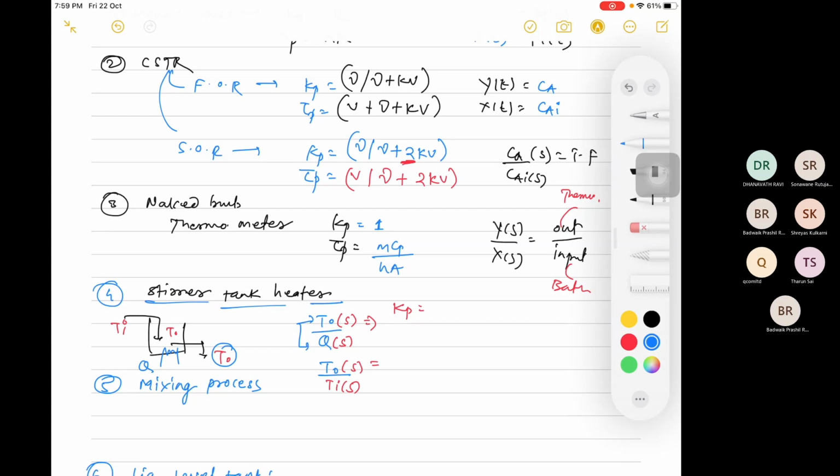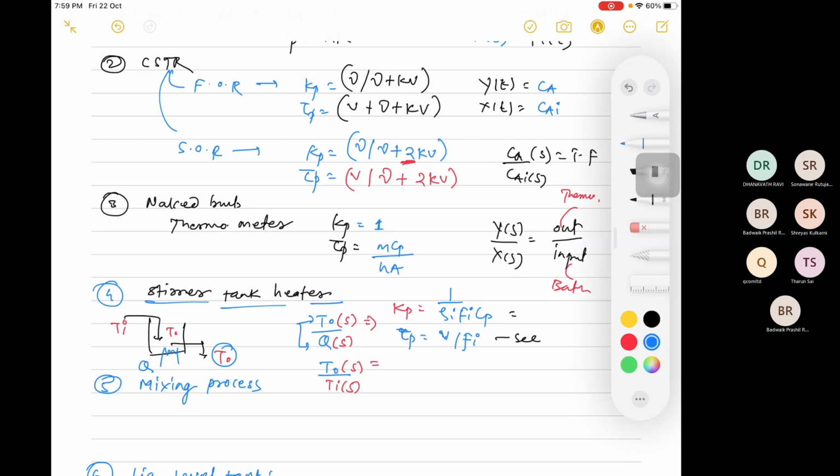It is not unitless. So you will get 1 divided by rho Fi Cp, and tau p is V divided by Fi. And what is its unit? It is second, and here some unit will come, right?